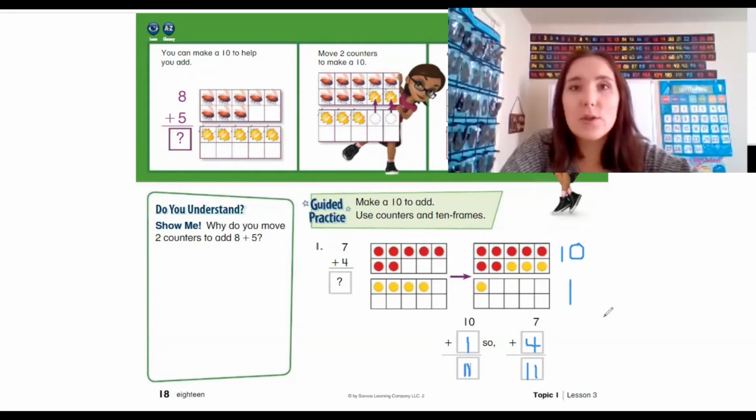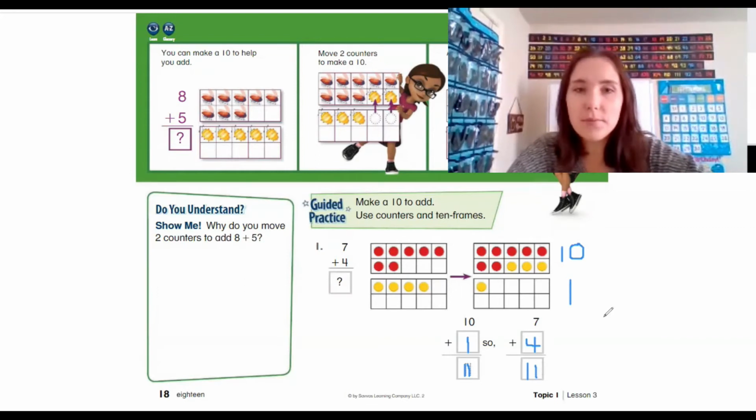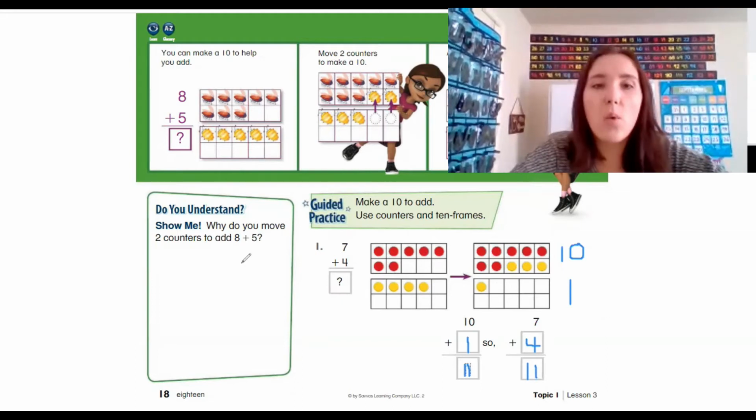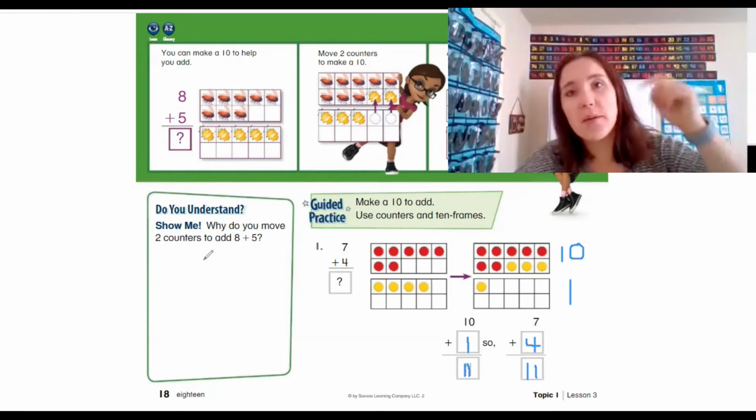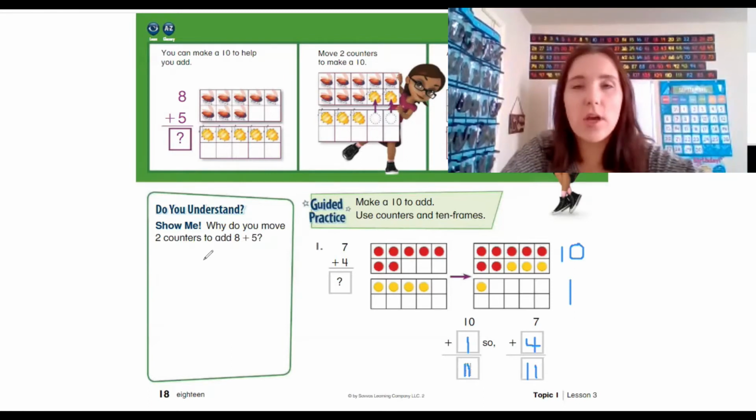Okay, let's do the do you understand problem. Let me read it to you. Why do you move 2 counters to add 8 plus 5? So remember, friends, go ahead and hit pause, do your best to answer the question, and then come back to me and we'll do it together.